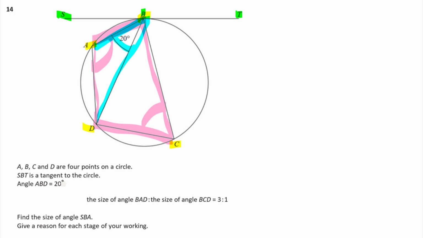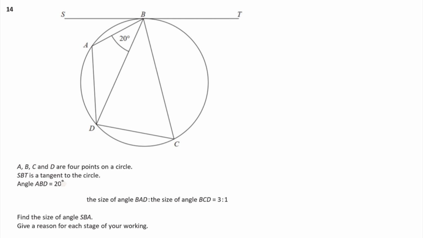Okay, let's just get rid of this. So let's just do that a bit more neatly. So comparing this one to this one, they're in the ratio of 3 to 1. So BAD is 3 for every 1 you've got in BCD. So I'm going to just show that as 3x and x, that one up there is 3 times bigger than the other one. Okay, and we want to find the size of angle SBA. SBA is that angle there.